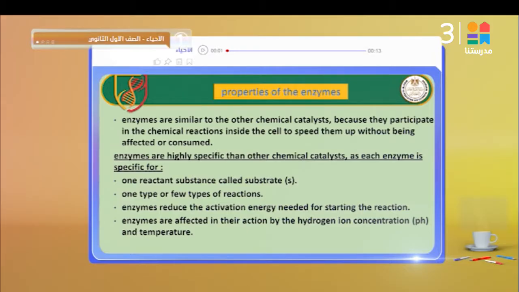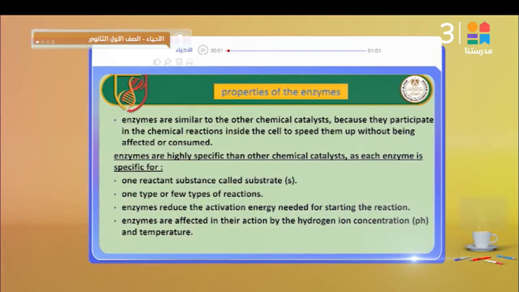This lesson will explain the properties of enzymes, the structure of enzymes, and the importance of enzymes in our daily life. Properties of enzymes: they are similar to other chemical catalysts because they participate in chemical reactions inside the cell to speed them up without being affected or consumed.